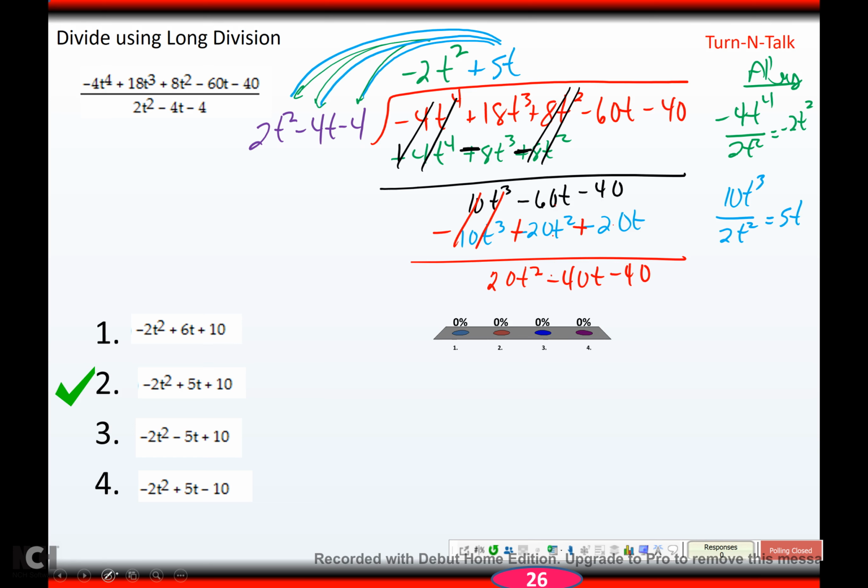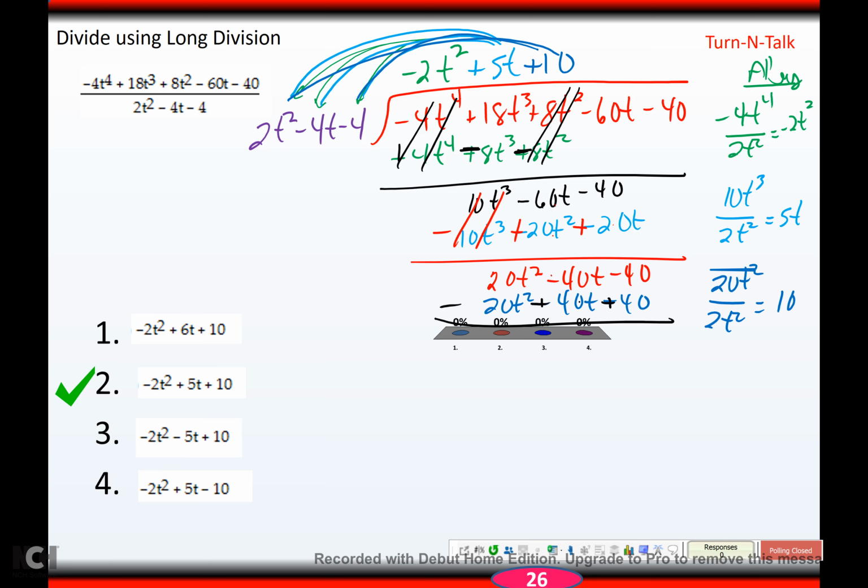And I'm going back to the alley again. 20t squared divided by 2t squared is 10. So positive 10 goes up. 10 times 2t squared is 20t squared. 10 times negative 4t is negative 40t. 10 times negative 4 is negative 40. But when I draw the line, I have to change all signs. Everything cancels. My remainder is 0, so my quotient is negative 2t squared plus 5t plus 10.